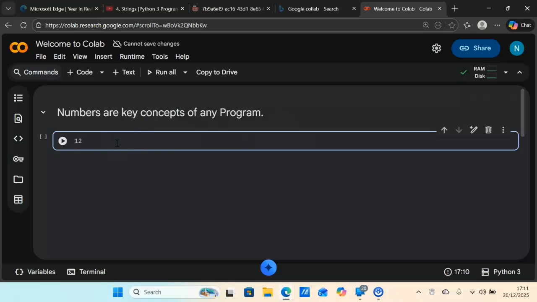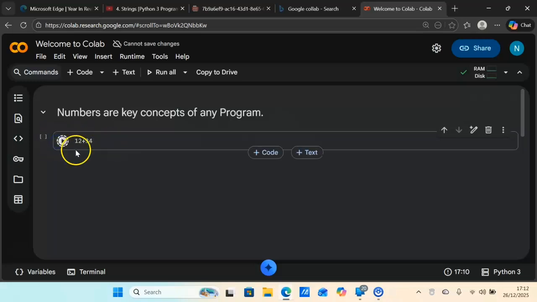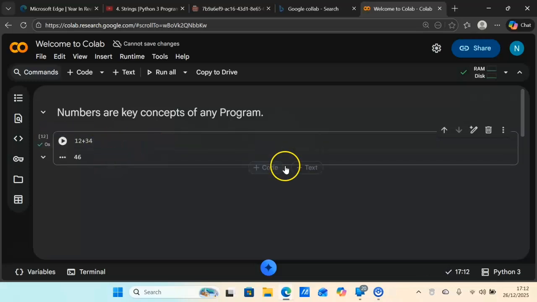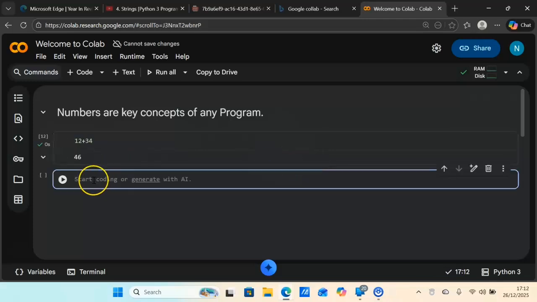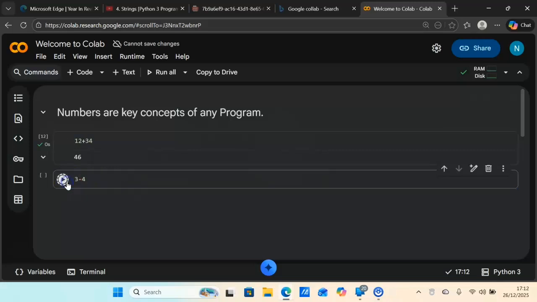Let's say I've been asked to add two numbers, 12 and 34. You just write 12 plus 34. When you do this, you have 46. So move to the next. Let's say I've been asked to subtract a number from another number. Let's say I've been asked to subtract 4 from 3. When we say 3 minus 4, you have -1.